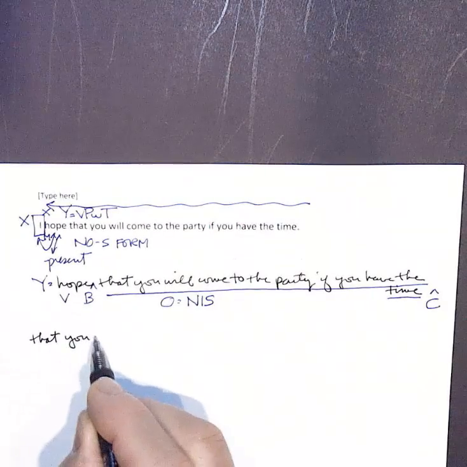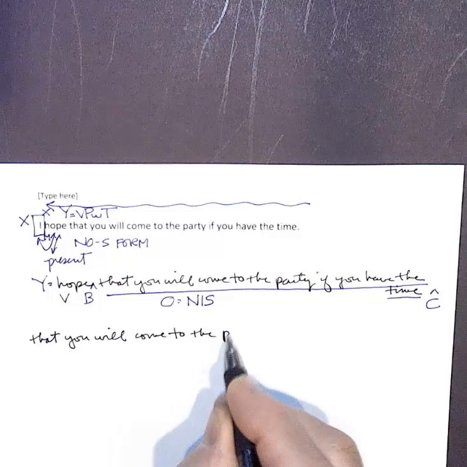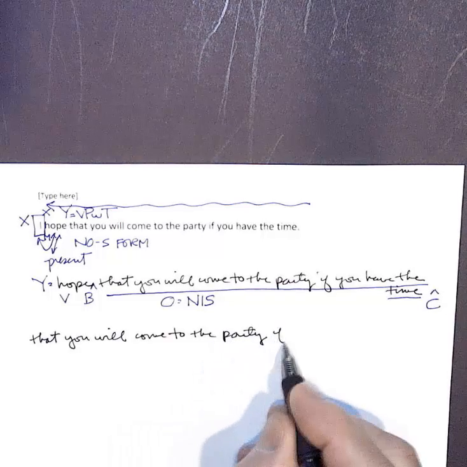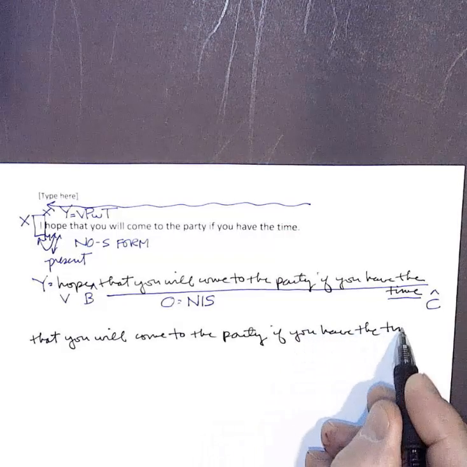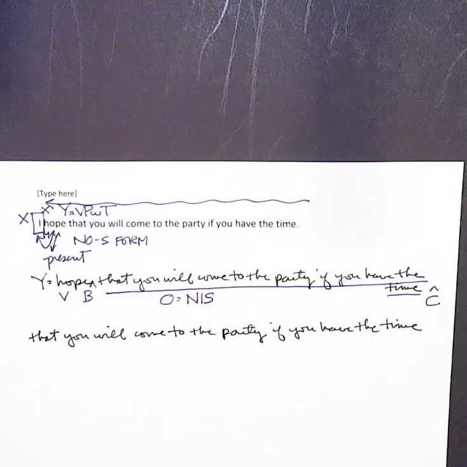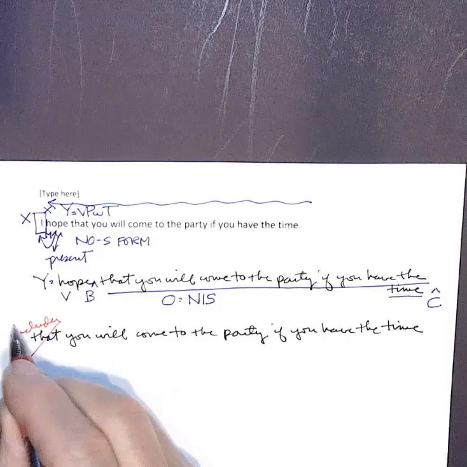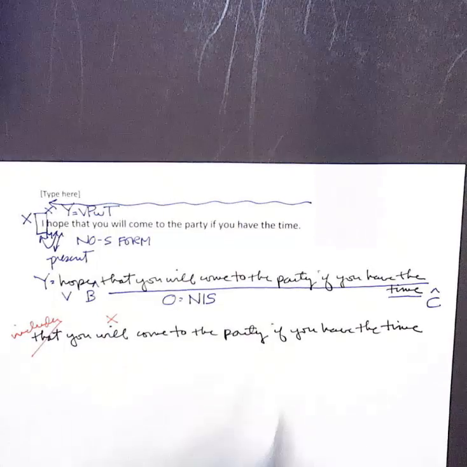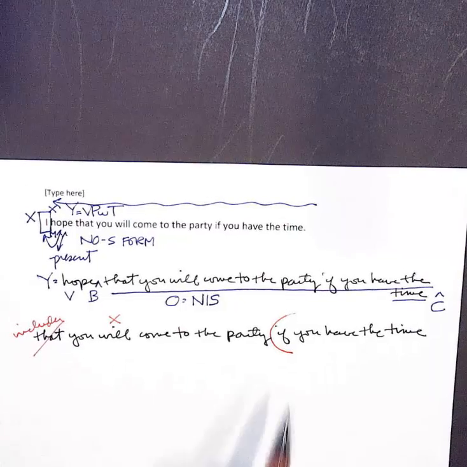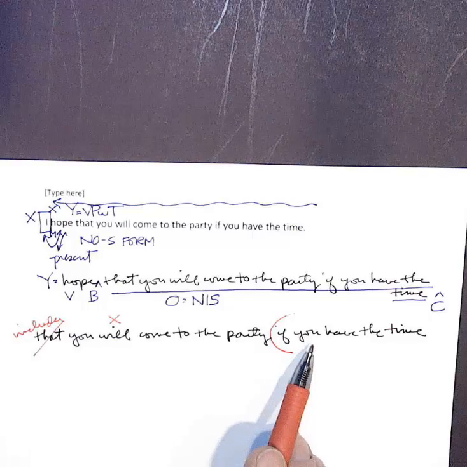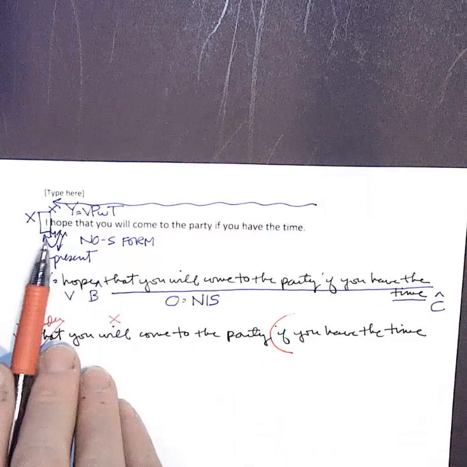That you will come to the party if you have the time. Let's use another color. That is the includer. Will, shifter, if you have the time, you will come to the party. That's why I think it works better here, because this is the condition for you coming to the party. It's really not the condition for me hoping.